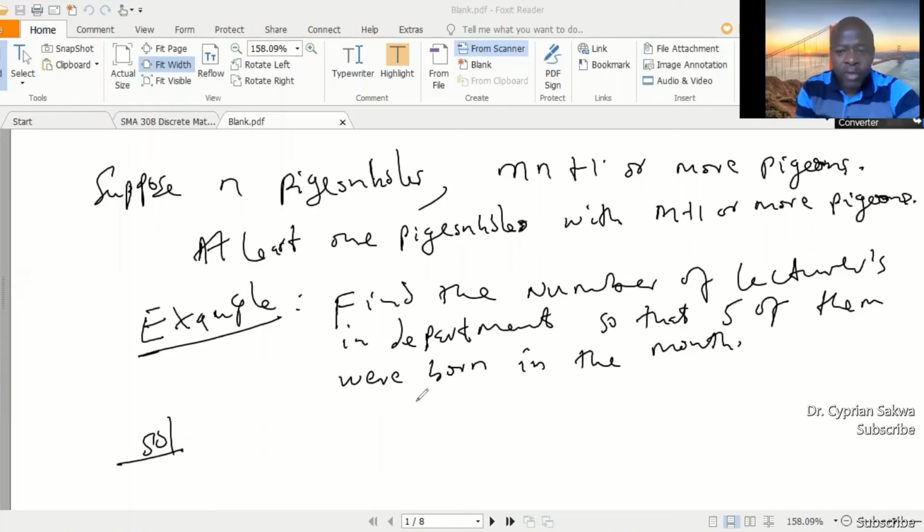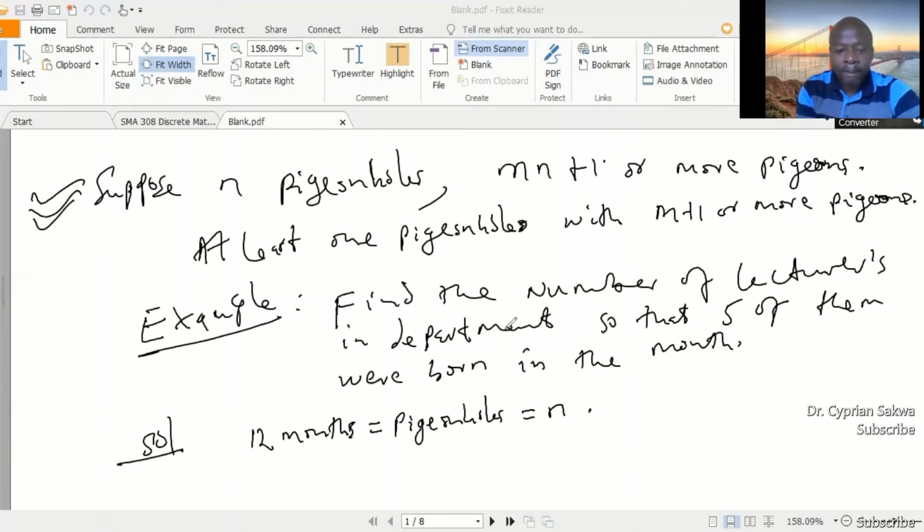For me to find the number of lecturers that must be in that department so that 5 of them were born in the same month, what I need to know is that in a year we have 12 months. So these 12 months are our pigeonholes. This is n in our statement here.